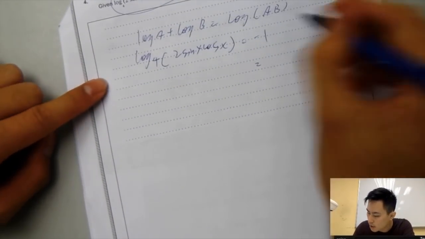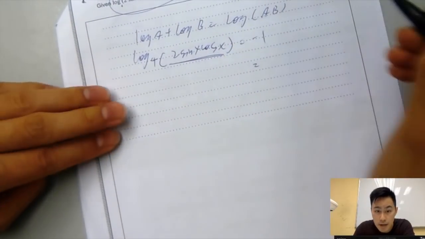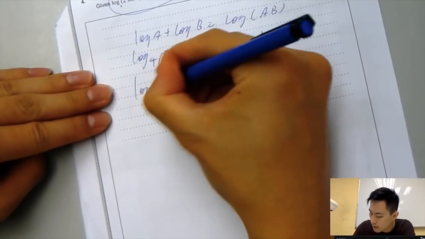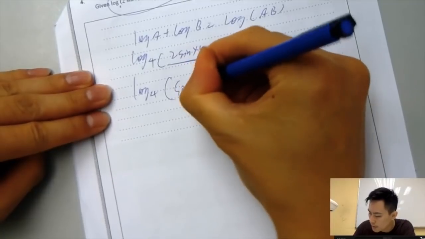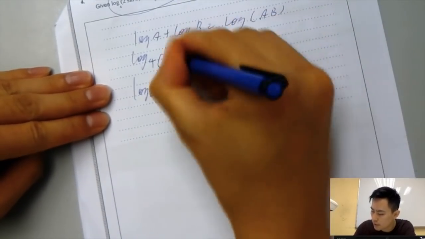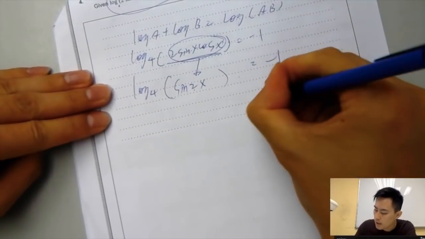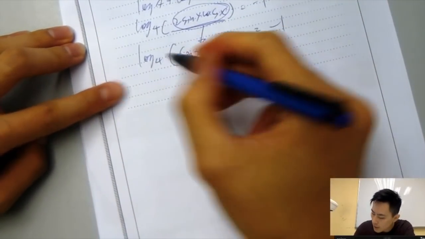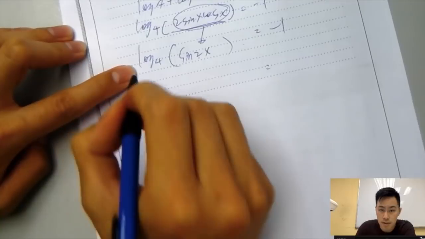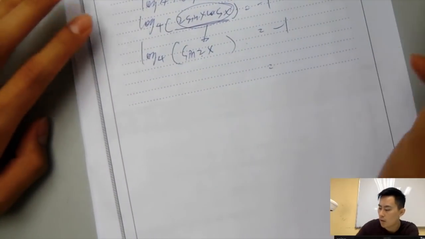Then you know that 2 sine x cosine x is actually equal to the double angle, sine 2x. So you can convert this into this part, so that you can refer to the data booklet. And then finally, how do you get rid of the log 4? This is by the special trick, so I won't explain more here.